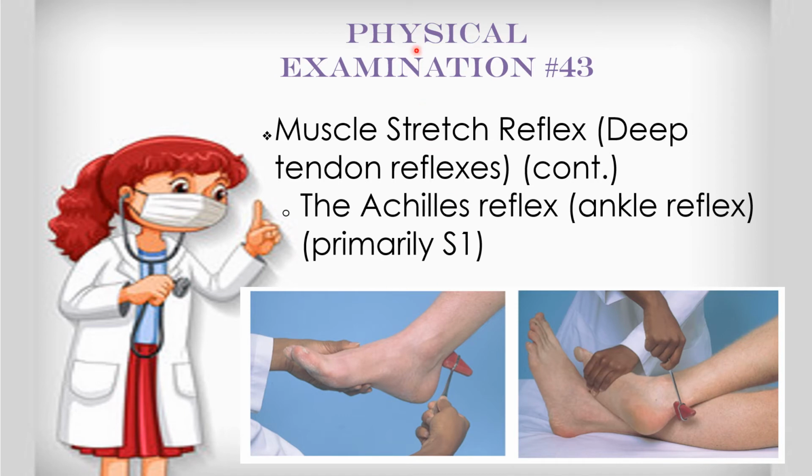contraction. When the patient is lying down, as you can see in this picture, you can flex one leg at both hip and knee and rotate it externally so that the lower leg rests across the opposite shin. Then dorsiflex the foot at the ankle and strike the Achilles tendon.